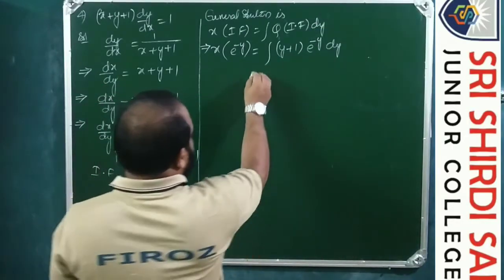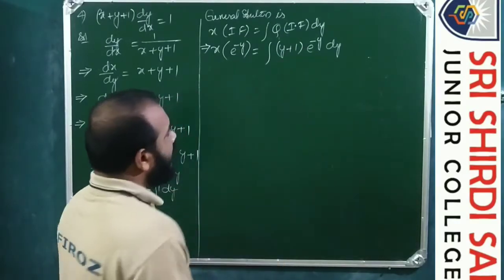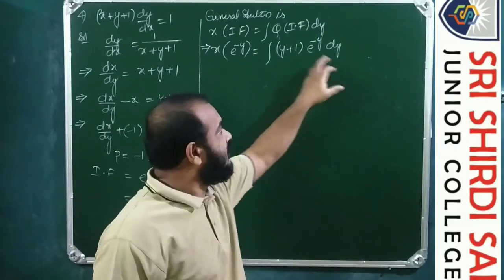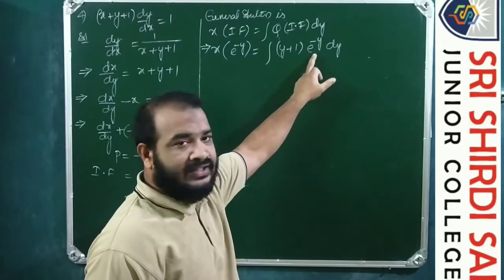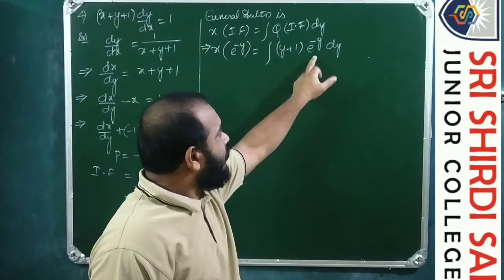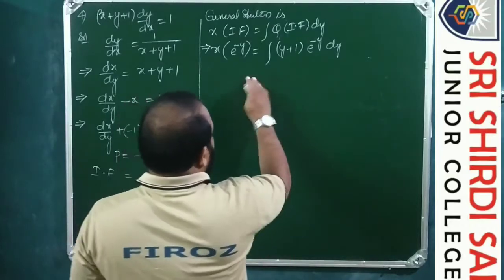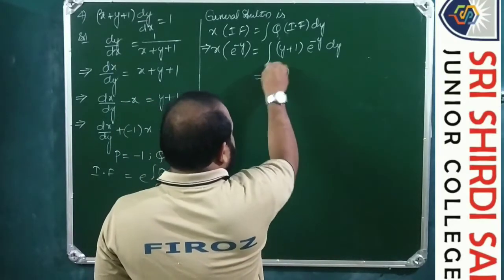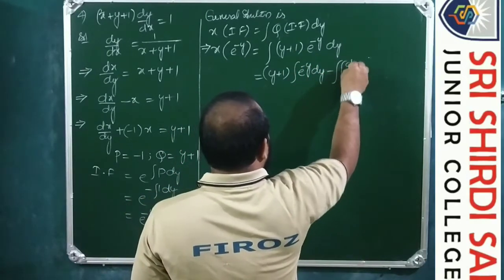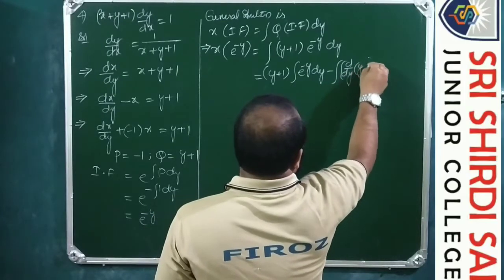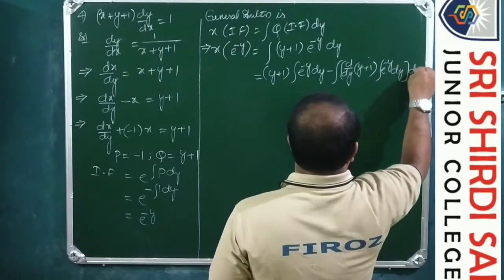So this is a product of two functions. This is an exponential function and this is an algebraic function. Whenever the integrand is a product of two functions, we have to choose integration by parts. So first function into integral of second function dy, minus integral of d by dy of first function into integral of second function dy, whole dy.